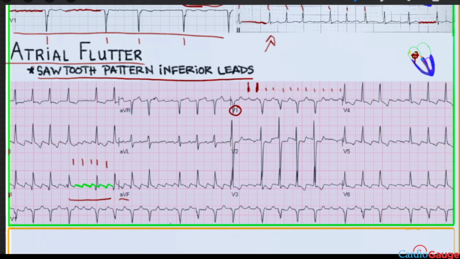Oftentimes, there'll be 2-to-1 conduction. What that means is that there'll be 2 flutter waves for every QRS, and over here, that's what's demonstrated. There's a QRS for every other P wave, so that means that the ventricular rate's going to be about 150. So it's very common to have atrial flutter with 2-to-1 conduction and a rate of 150 beats per minute. If you see an ECG with a rate of 150 beats per minute, think about atrial flutter. There's a solid chance that's what it is.